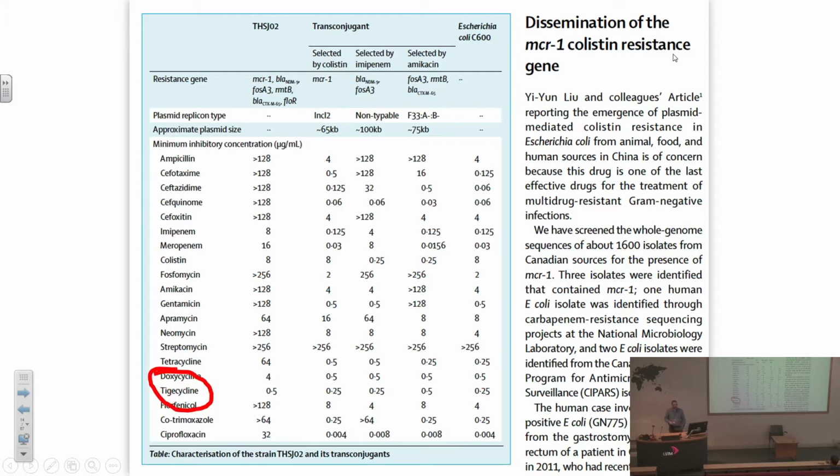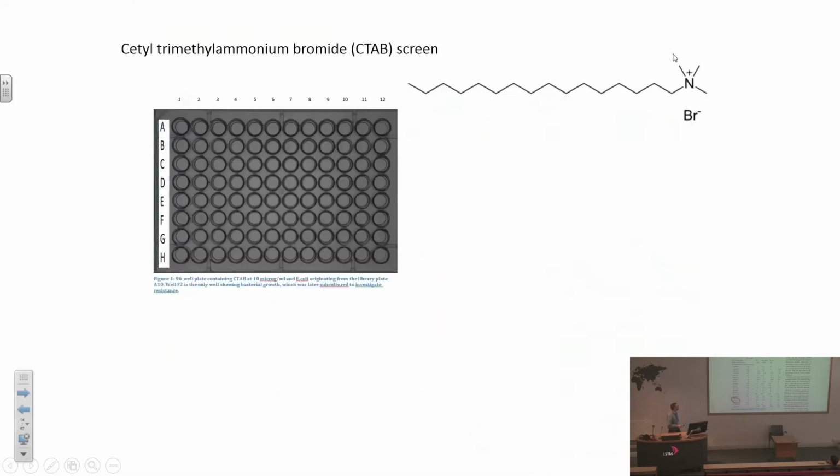And we've got tigecycline resistance genes in our mouth. So you can see it's not going to take long, if there's an increase in the use of tigecycline, for those genes to be selected for and for the resistance to proliferate. So that was all quite worrying.